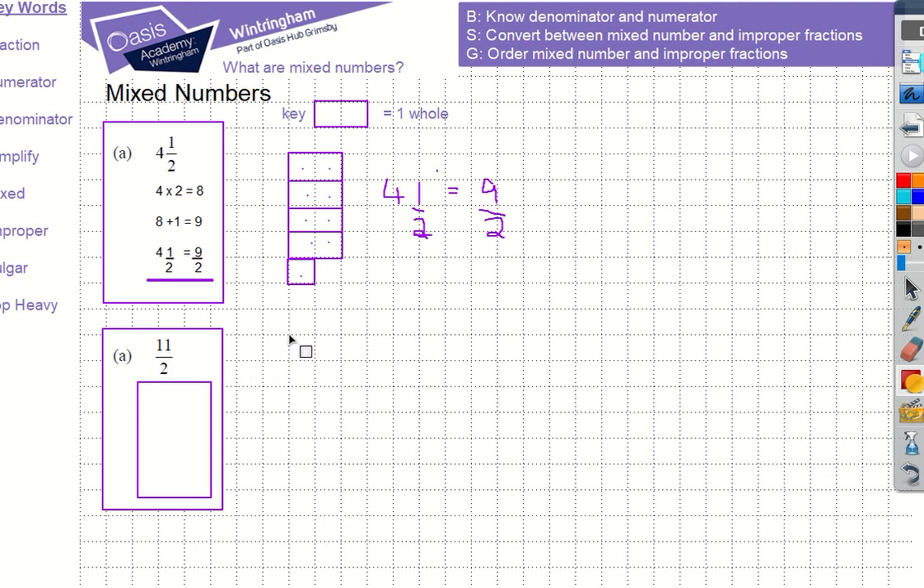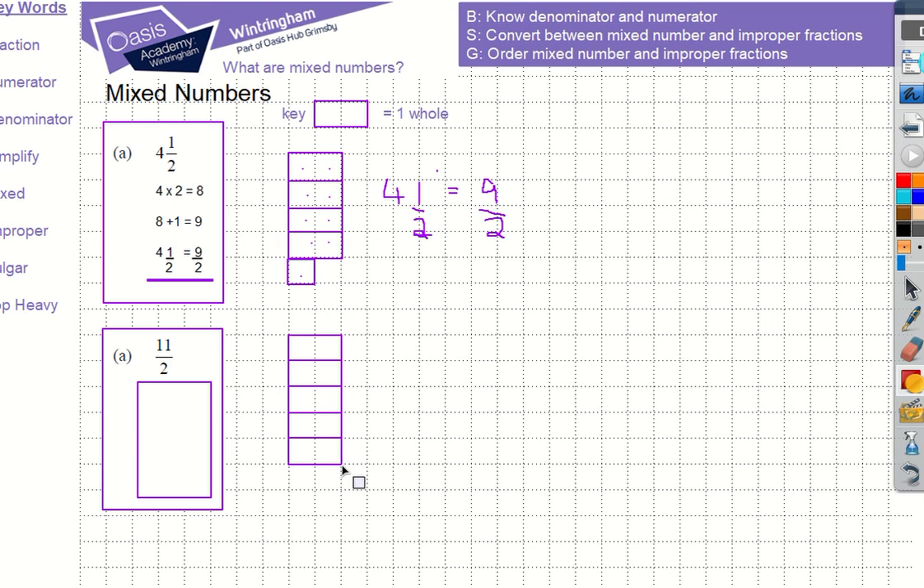So what I need is 11 squares. So here I've got 2 squares. Now I've got 4 squares, and I'm just going to count up until I reach that number 11. So now I'm up to 6, 8, 10.